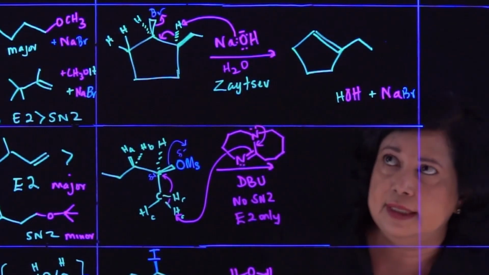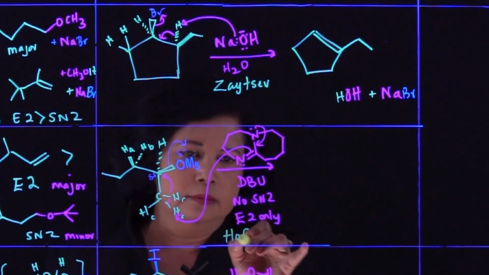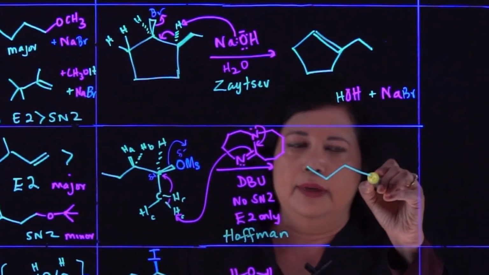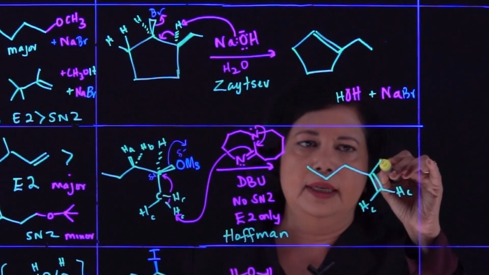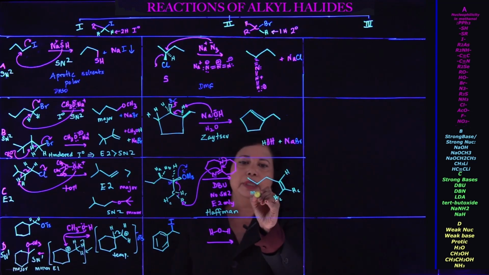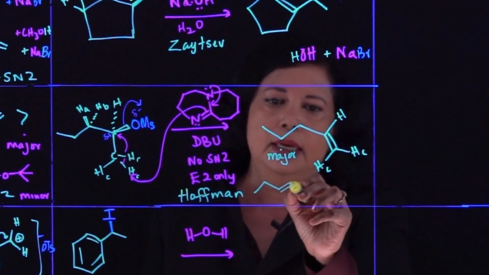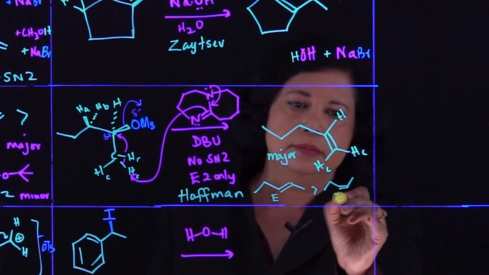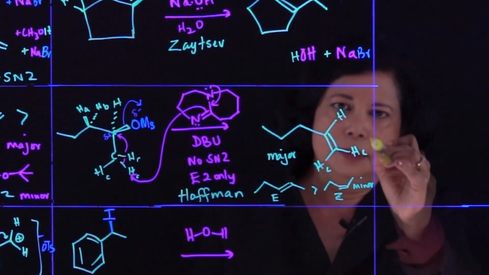However, you do not get the Zaitsev product, you get the Hofmann product. That means the less substituted alkene is the one that's favored. In this case, you really don't have cis and trans. If you did, then it would be E over Z. So that's going to be your major. You would get a minor product, and that would be the most substituted Zaitsev product. And there, E would be more than Z because of the steric hindrance here. So this would be your minor product. That's more than that.